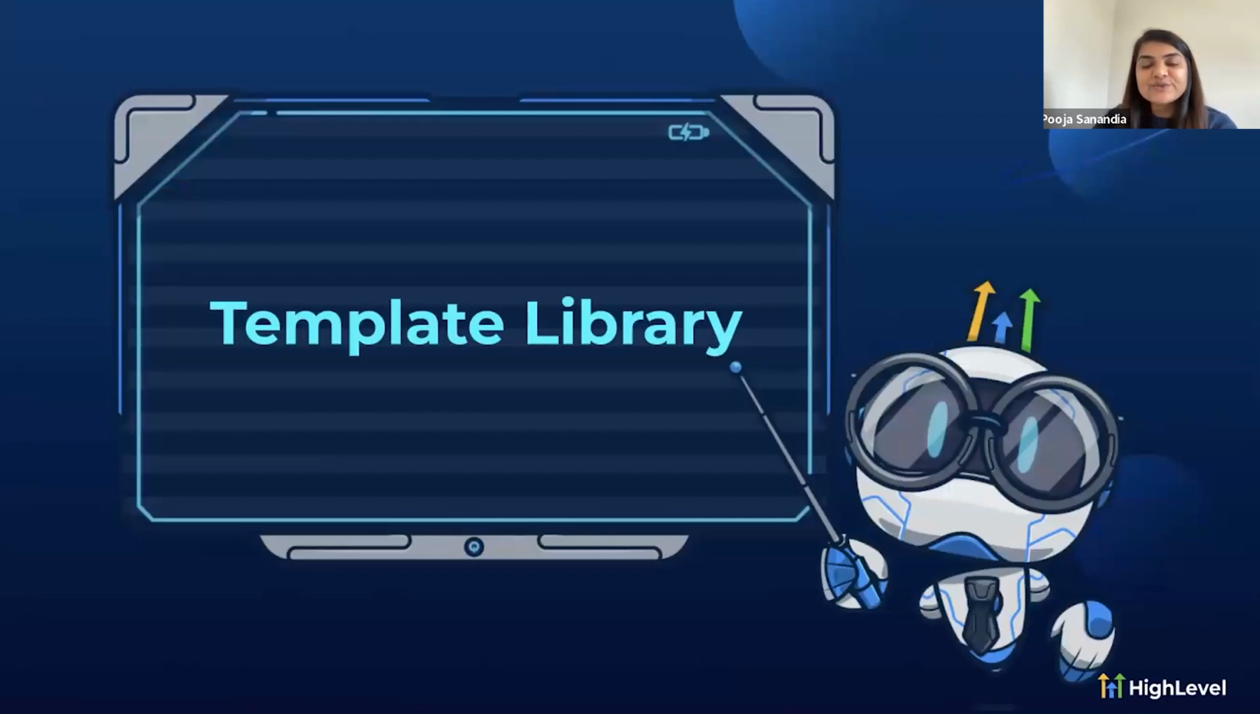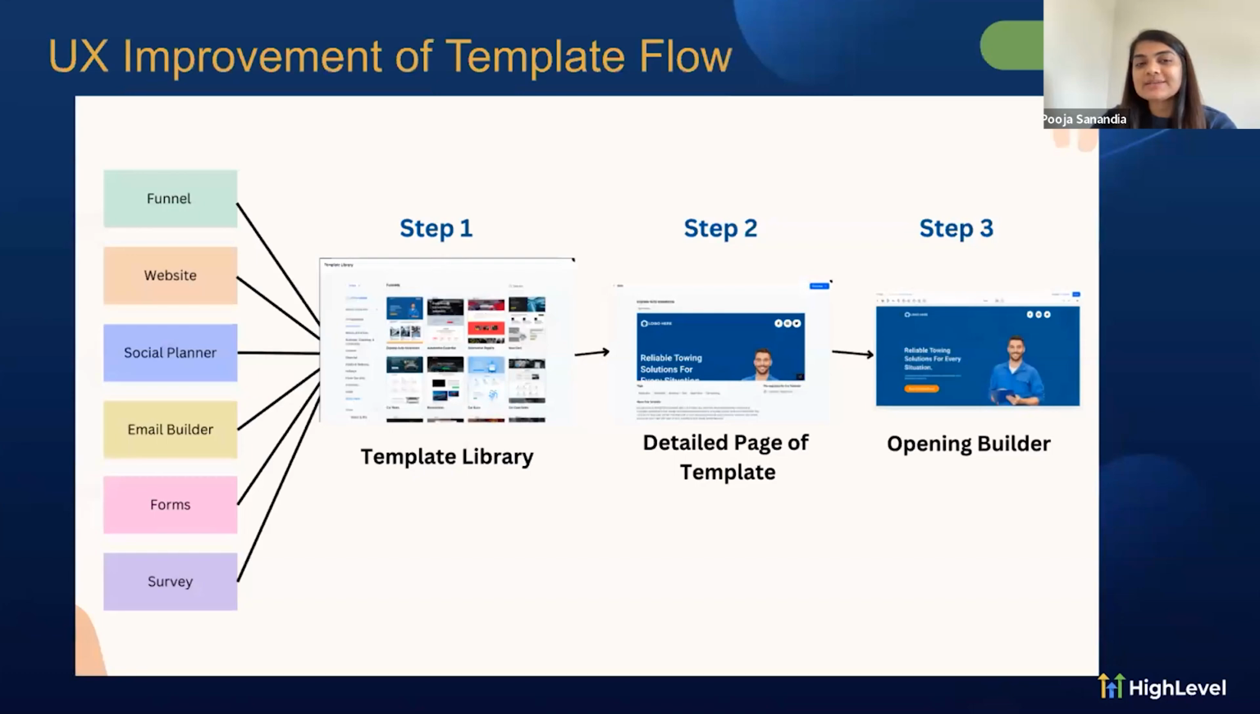Cool. So that's all from the content AI side of it. The next product that we're going to talk about is template library. Today everyone would have experienced a new template library flow when you go to template library.